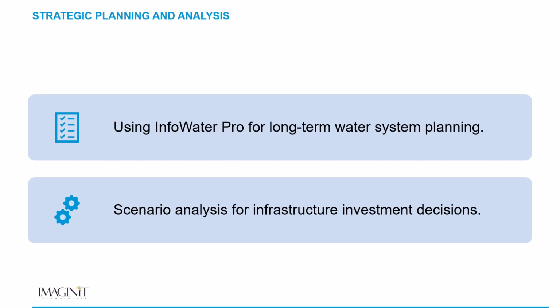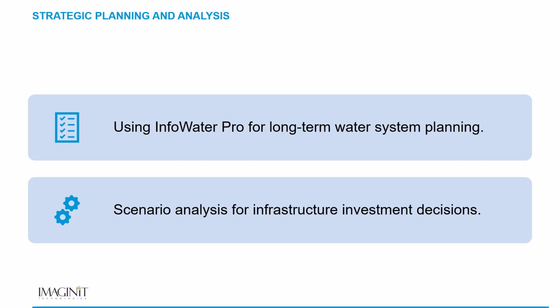As communities grow, so does the demand on water systems. InfoWater Pro aids in planning for infrastructure development and expansion, allowing utilities to simulate the effects of new connections, increased capacity, and system extensions. This ensures that investments are both effective and efficient, meeting the needs of expanding populations.